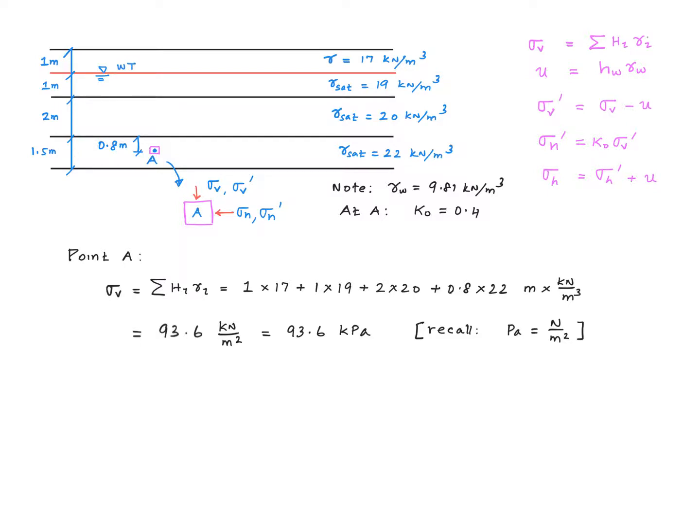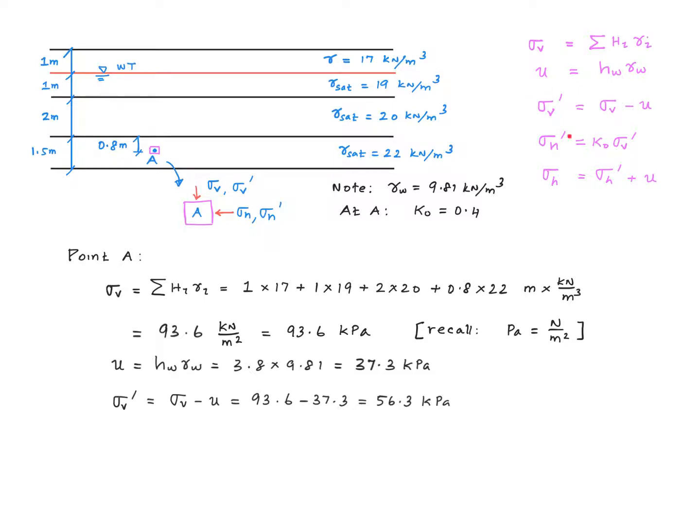And if you recall the definition of Pascal, Pascal is Newton per meter squared, right? And therefore what we have here is 93.6 kilopascal. U equals HW multiplied by gamma W, where HW is the water depth to point A, which is 3.8 meters, right? So this is 1 here, 2 here, and then 0.8. That's 3.8 meters. And the unit weight of water is given as 9.81 kilonewton per meter cubed. So we get a value of 37.3 kilopascal for pore water pressure, U.